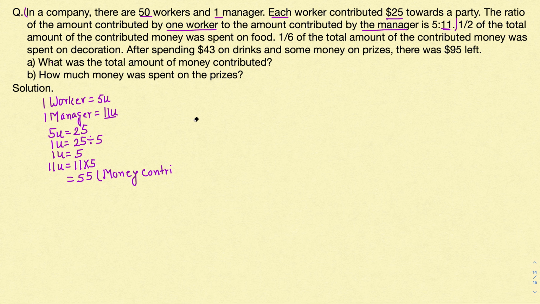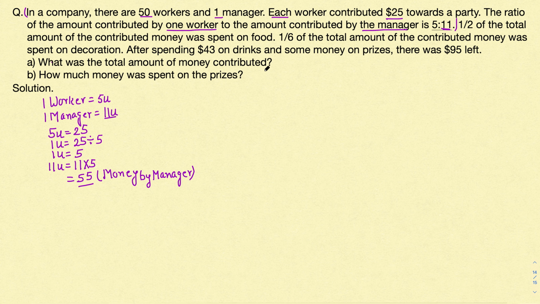or just write it in short. We should save the space. So money by manager. Now we know how much the manager has contributed. It's $55. Now let's see the first part of the question. It's asking what was the total amount of money contributed.